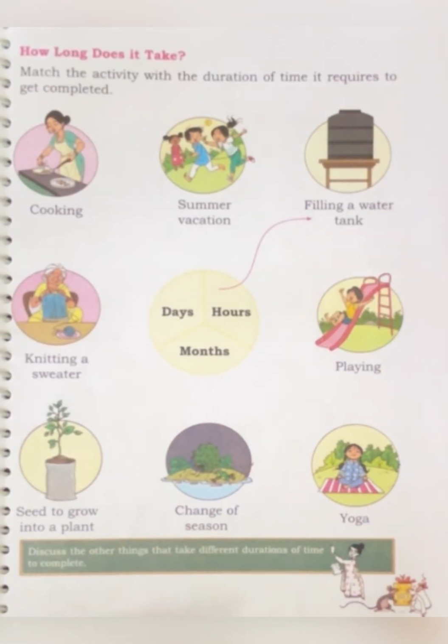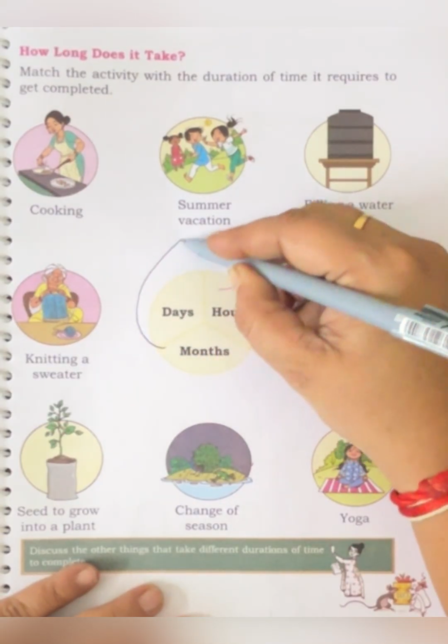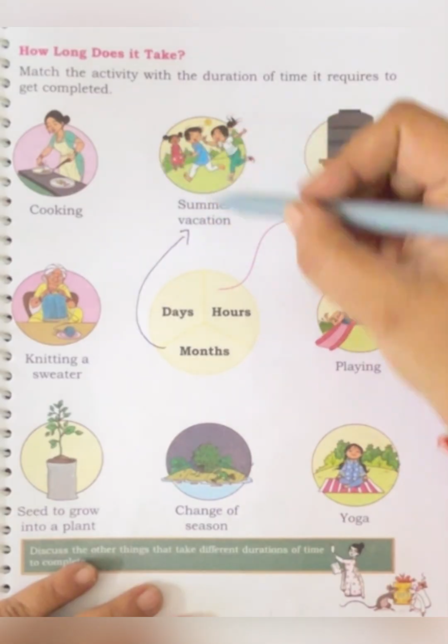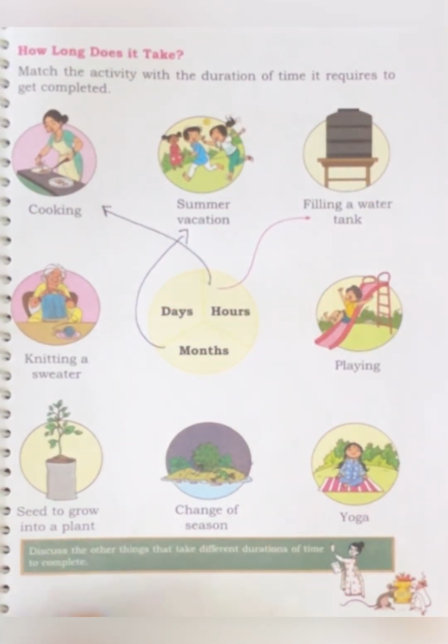Now, filling a water tank, such a big tank, it might take hours. It won't take days or months to get this tank filled. Okay. Now, summer vacation. So it is months. You will have 2 months, right? Cooking, hours. Because hardly it will take 1 hour to cook.